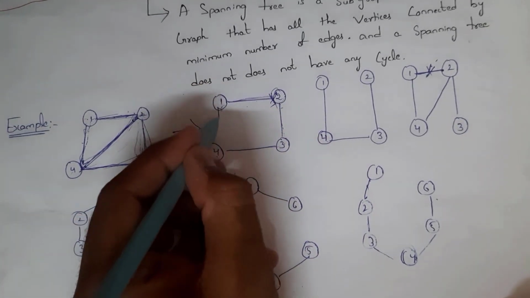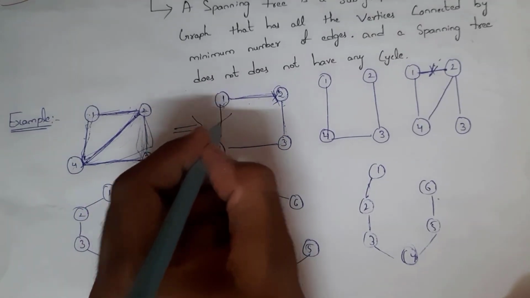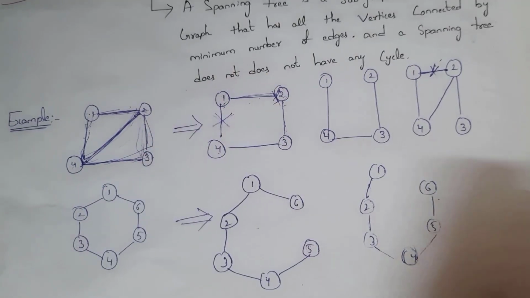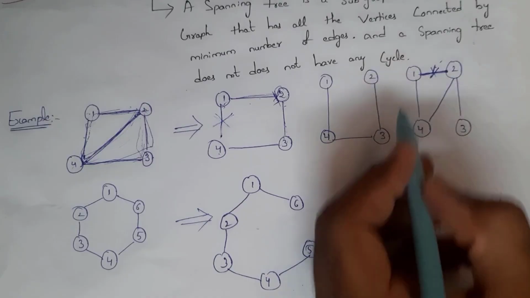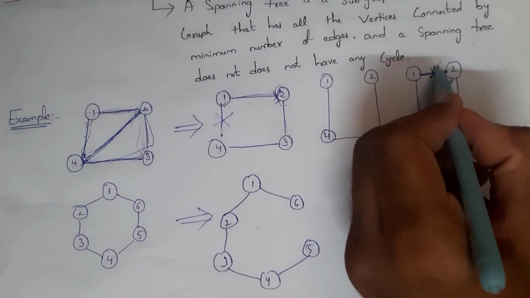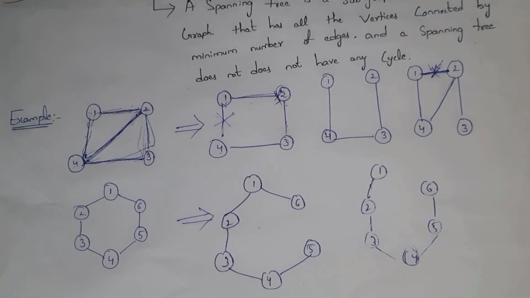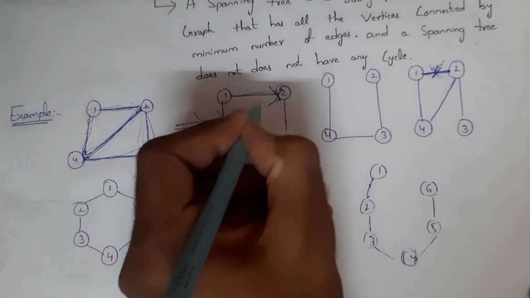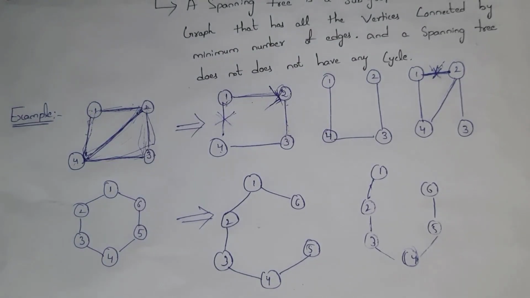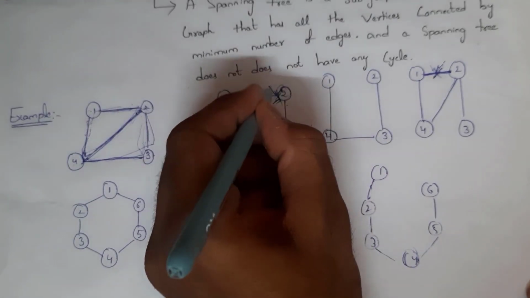For example, if I connect this, then it forms a cycle. So I should not select this edge. Similarly, if I select this edge, then again it will form a cycle. So we should not select this edge. Always it must be acyclic, and it is an undirected graph. For example, if it has an arrow mark, then it is considered a directed graph, but it must be an undirected graph.